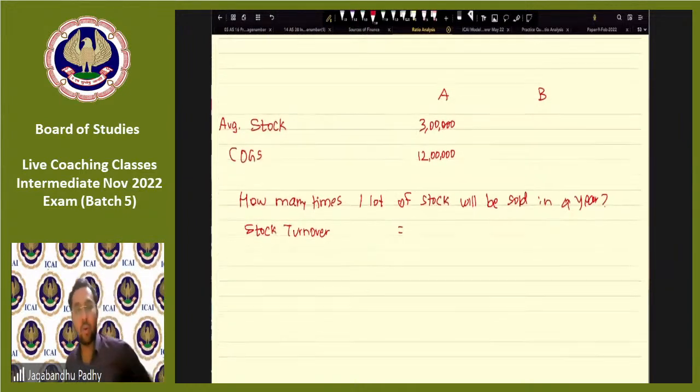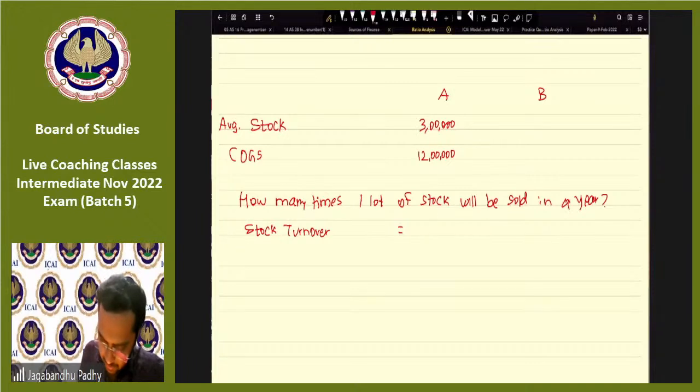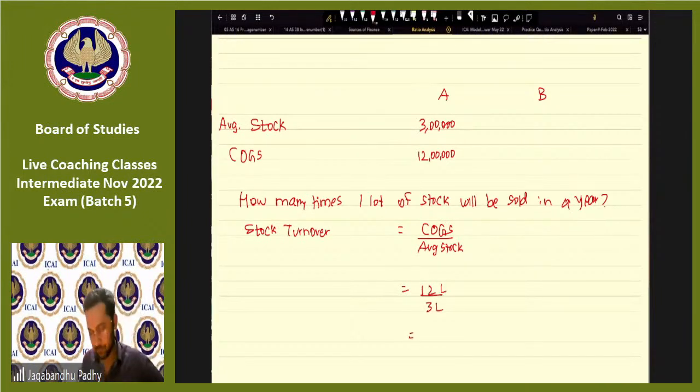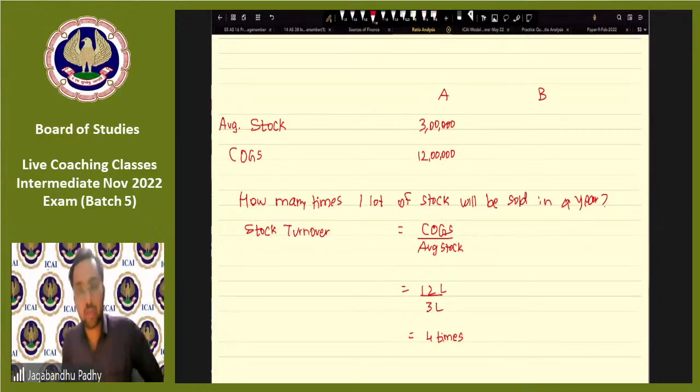That's exactly what we call the stock turnover ratio. And that stock turnover ratio is basically computed as COGS upon average stock. So over here, COGS is 12 lakh upon average stock is 3 lakh, which is 4 times. So how many times are we selling? 4 times. Perfect.